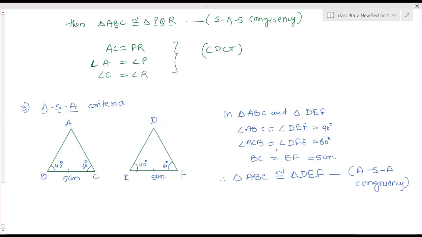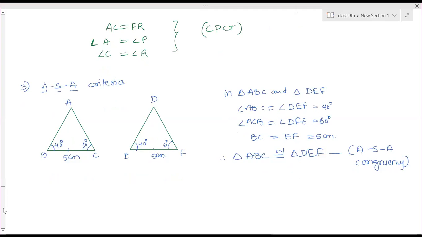Now three things of these two triangles are equal. Then the remaining three will also be equal by CPCT. So what are the remaining three things? One is the third angle, A and D. Angle BAC is equal to angle EDF. We don't know the measure, but we know they will be equal. As well as the other two corresponding sides, that is AB and DE will be equal, and AC and DF will be equal. All these three things we can say are equal by CPCT, congruent parts of congruent triangles.